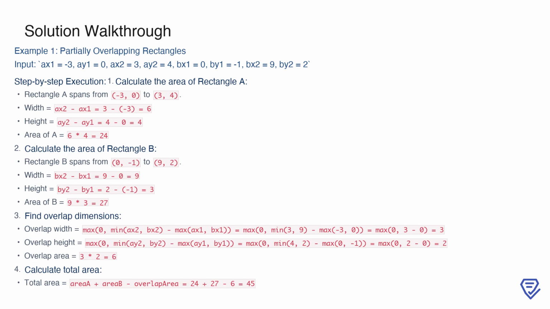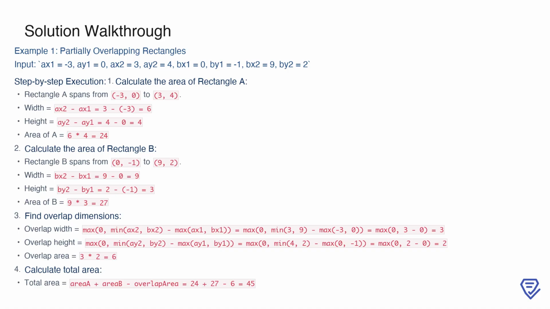Now, for rectangle B, its bottom left corner is at (0, -1), and the top right corner is at (9, 2). The width is 9 minus 0, which equals 9, and the height is 2 minus -1, which equals 3. Multiplying these, the area of rectangle B is 9 times 3, or 27.